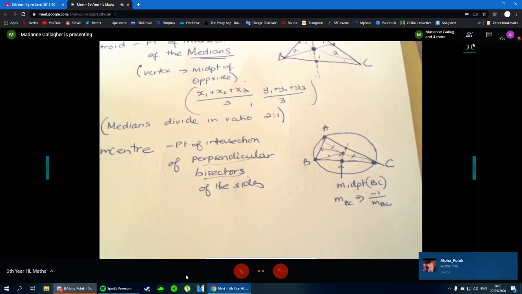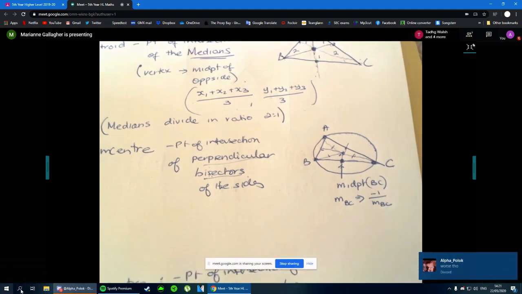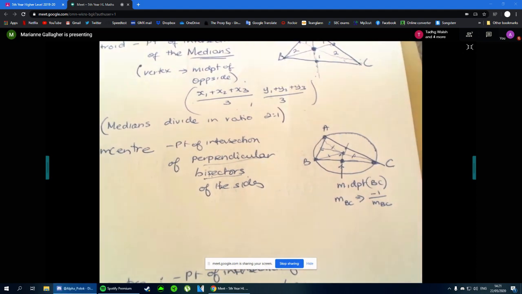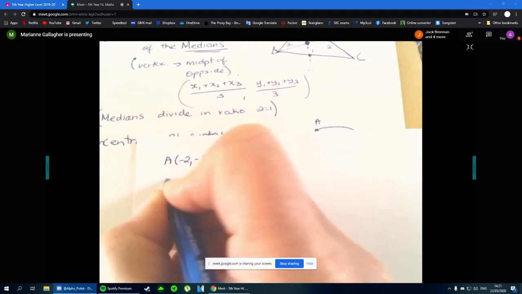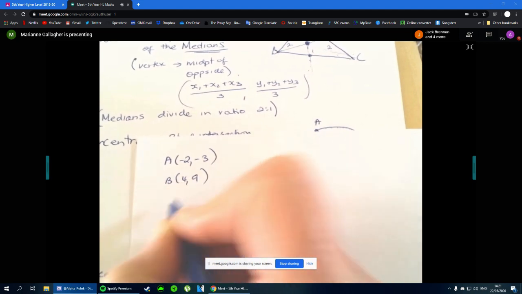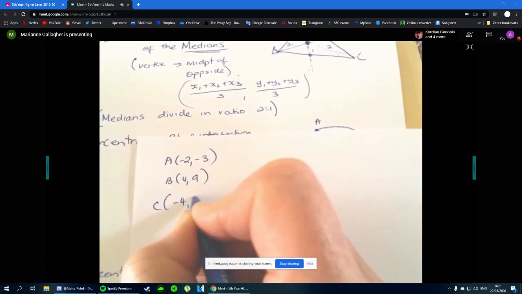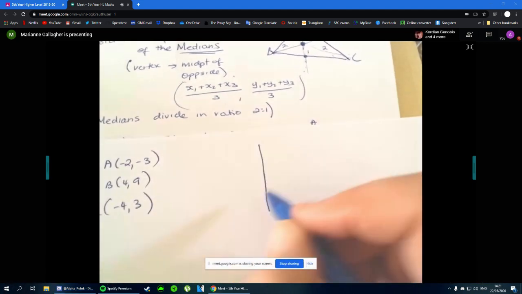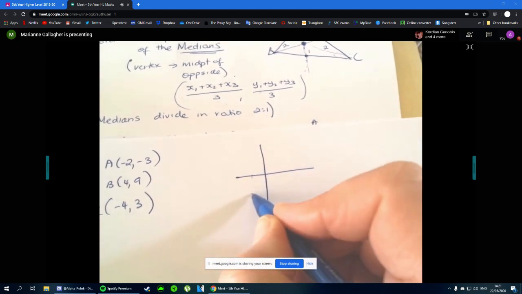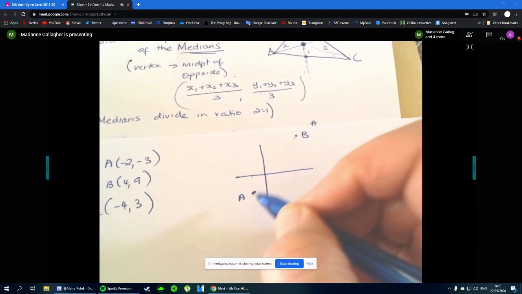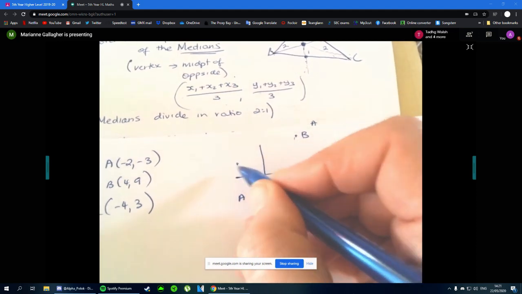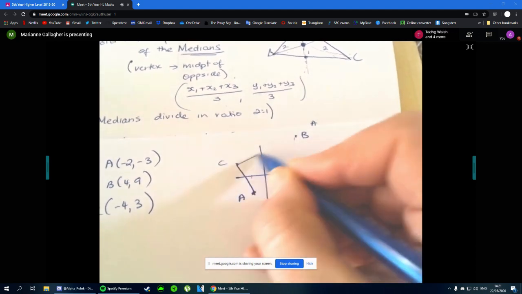Yeah, I'm just going to take a triangle and do it out for you. So say we had the points -2, -3, 4, 9, and -4, 3. Okay, and a quick sketch of those. -2, -3 is about here. 4, 9 is kind of up here, and -4, 3 is about there. Okay, so there's our triangle.